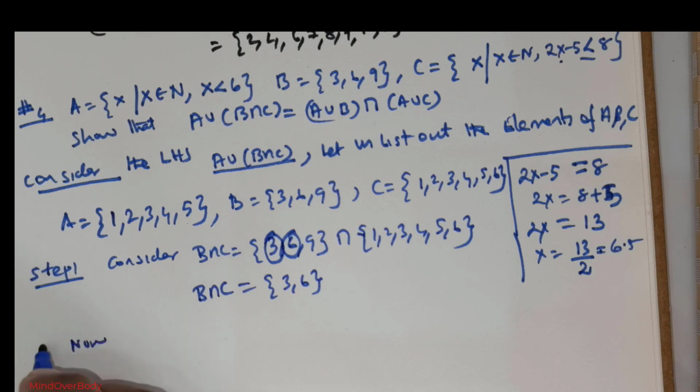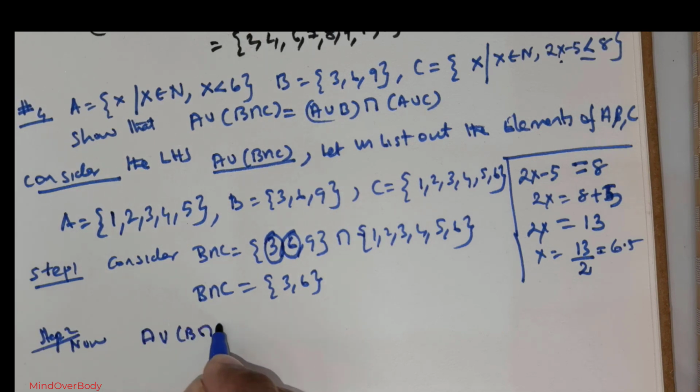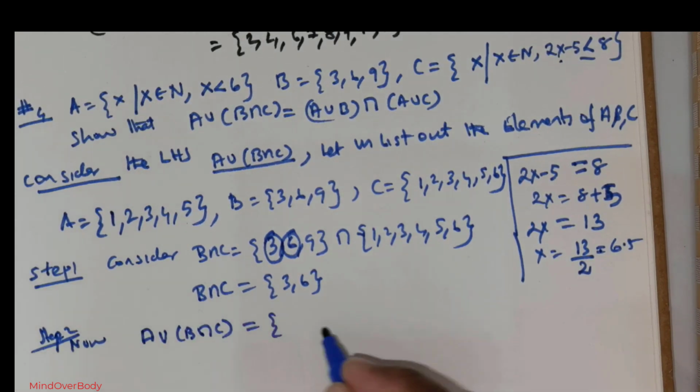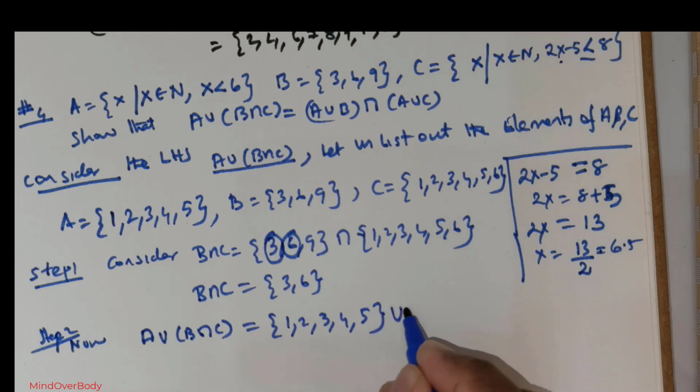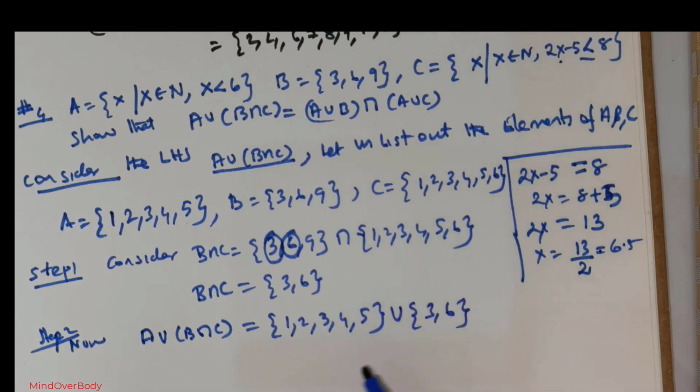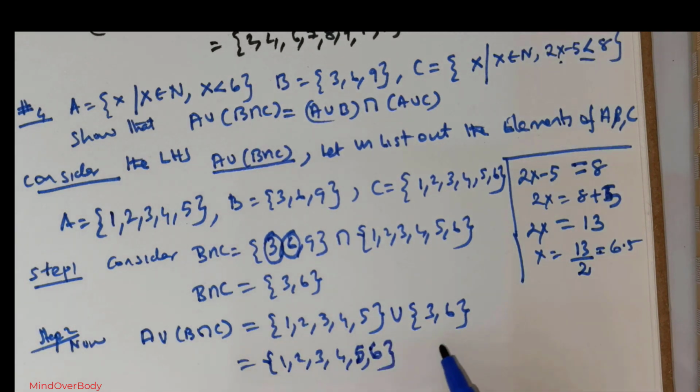Okay. So now step number 2. You have to consider A union B intersecting with C. What is set A? A is 1, 2, 3, 4, 5, which is present here, and that is uniting with 3, 6. So this is going to be 1, 2, 3, 4, 5, 6, right? So this is for the left hand side. Now we need to show left hand side is equal to right hand side.